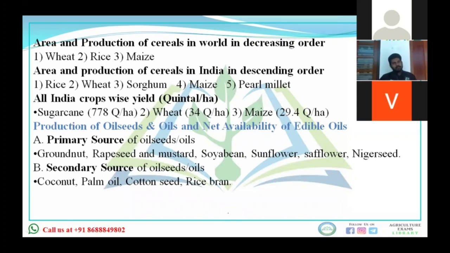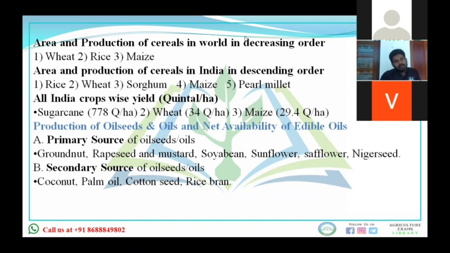When you talk about the area and production of crops in India, then it is rice, followed by the wheat, then sorghum, then maize, then pearl millet. Now, when you talk about the yield, quintal per hectare, which cereals have the highest yield in our country?